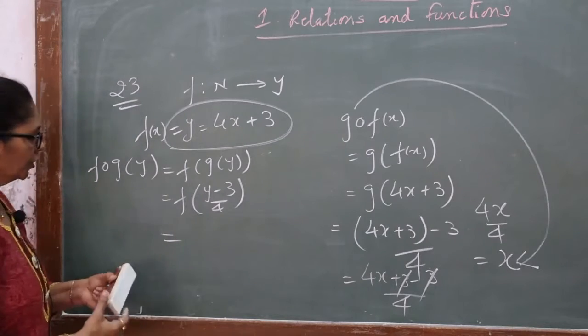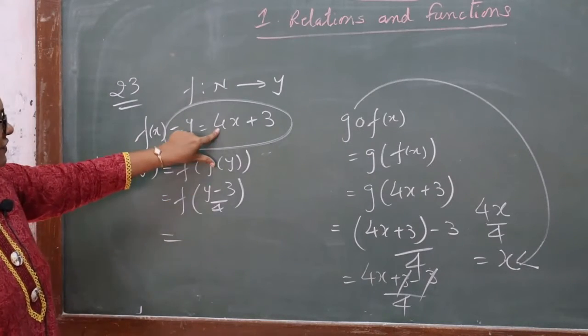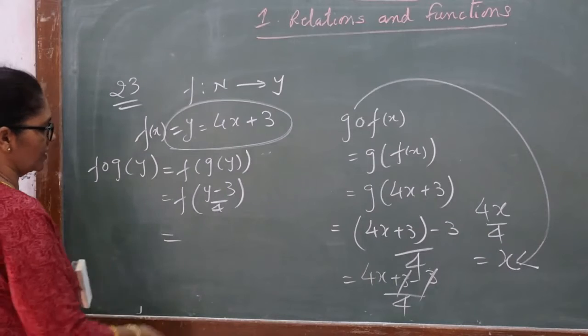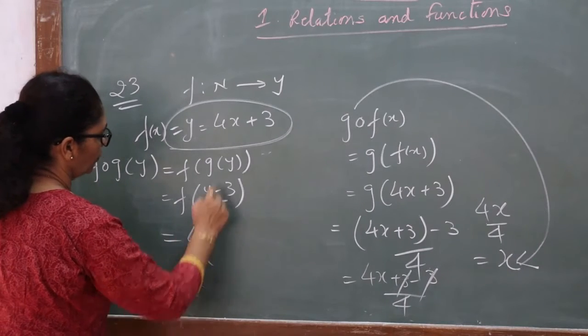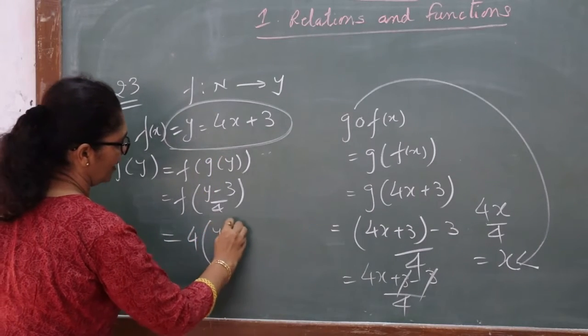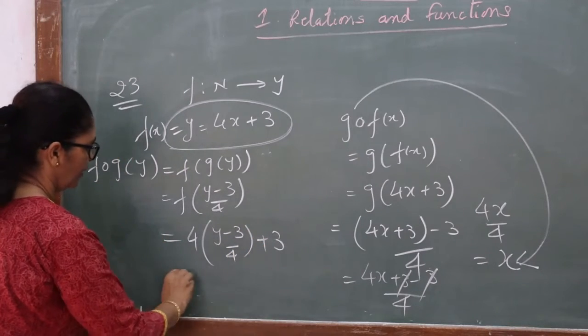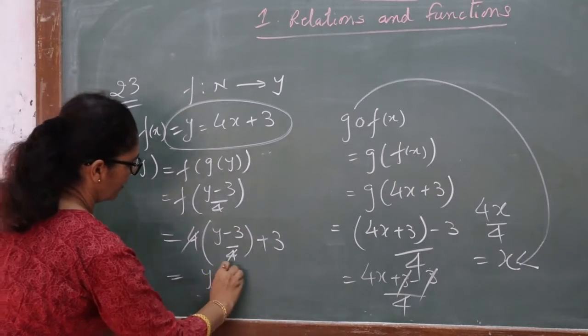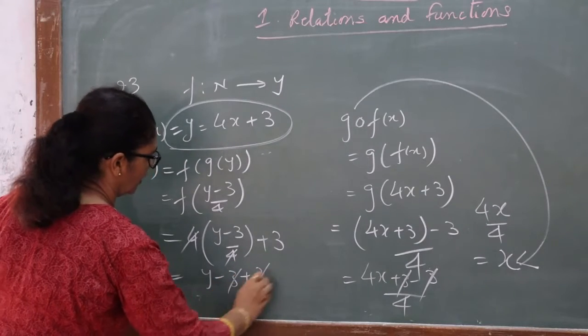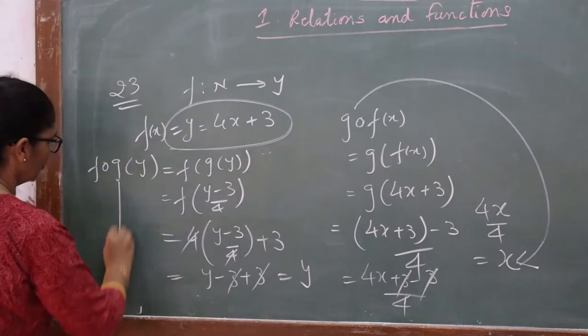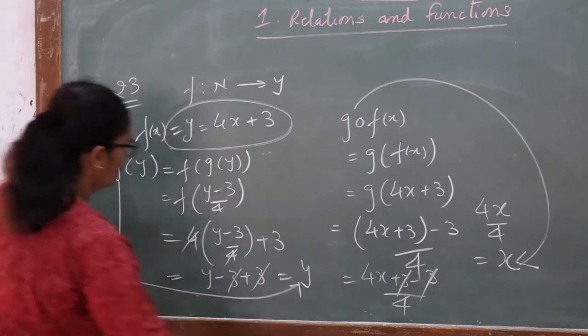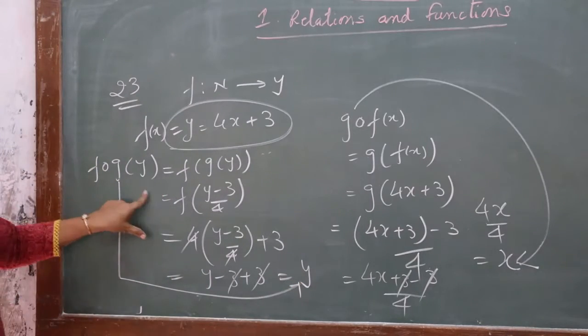Now we have to put in this x, and in which function do we put it? In 4x plus 3. So 4 into, in place of x we will write (y minus 3) by 4, plus 3. Now the 4 cancels, y minus 3 plus 3, the 3 cancels, so y. What do we prove? That f over g of y is y.